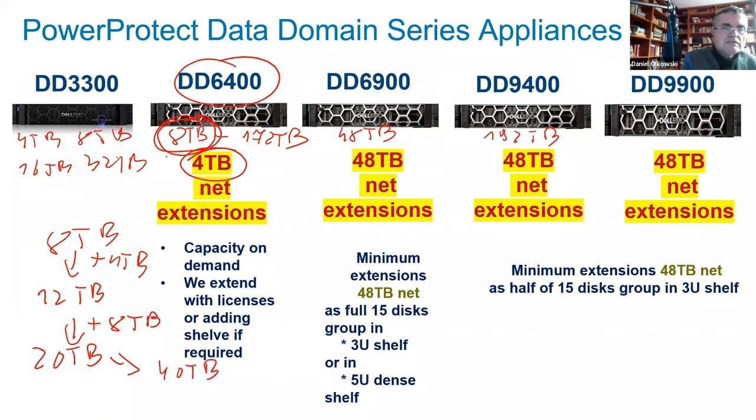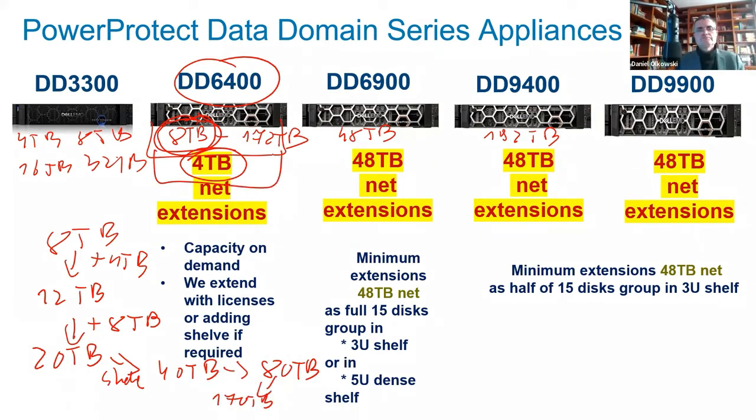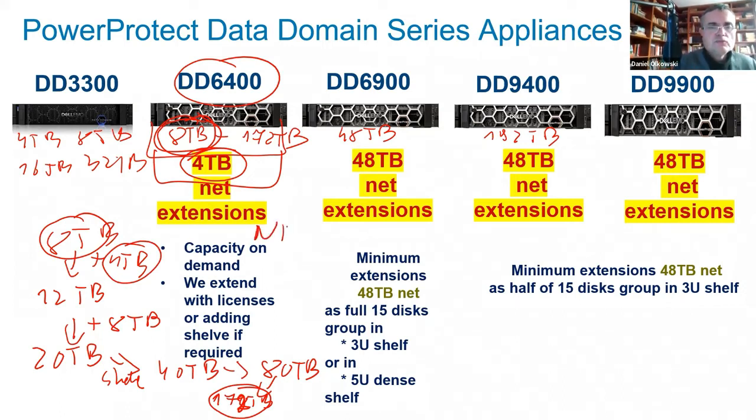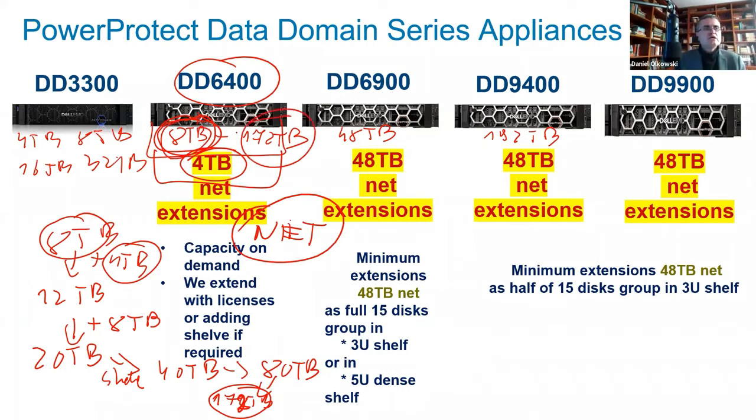Then I can increase to 40 terabytes, and this will require me to add the shelf. Then I can increase capacity to 80 terabytes, still only the software. I can increase to 170 terabytes, and then an additional shelf will be added. So I would say this is capacity on demand. We can start from 8 terabytes and finish at 172 terabytes. The increments are 4 terabytes. If a new shelf is required, it will be provided, no problem. We just say what net capacity we require. Do we want 8 terabytes, 172 terabytes, or any chunk between 8 terabytes and 72 terabytes?